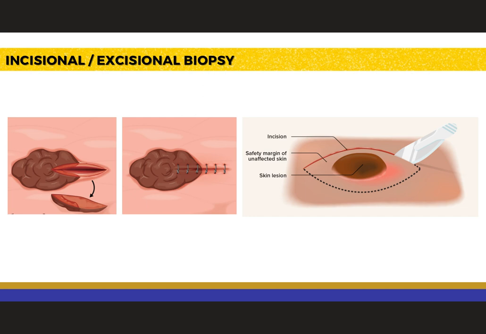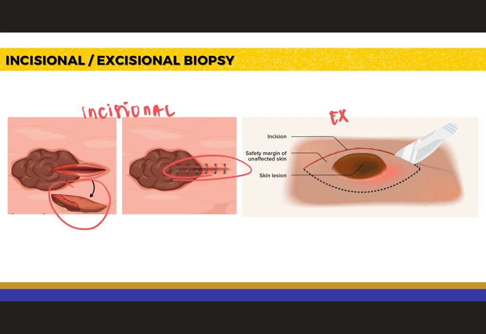So this is your incisional biopsy and this is your excisional biopsy. Incisional biopsy takes out some of the abnormality but not all. As you can see here, the doctor took only a small sample and then closed the area where the sample was taken.